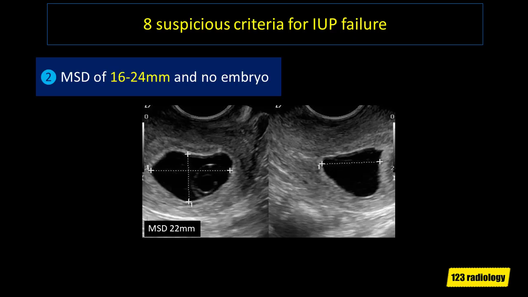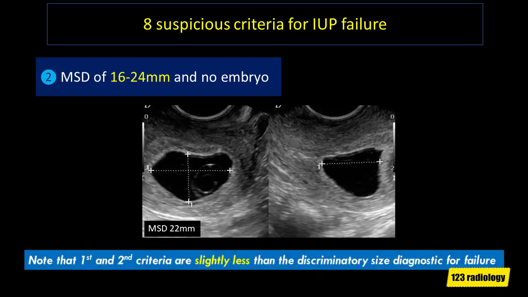As you can see on the image, the mean sac diameter is 22 millimeters, however there is no visible embryo. This is suspicious for pregnancy failure, and follow-up ultrasound study is highly recommended. Note that the first and second criteria are slightly less than the discriminatory size diagnostic for failure.